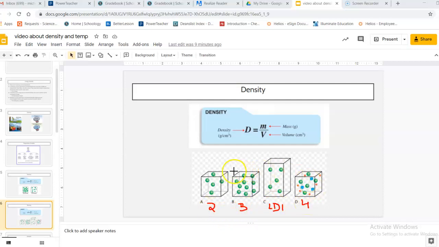Okay? Because we need to look at size, as well as the number of dots or the amount of matter that something occupies. Okay, and that's how we define density.